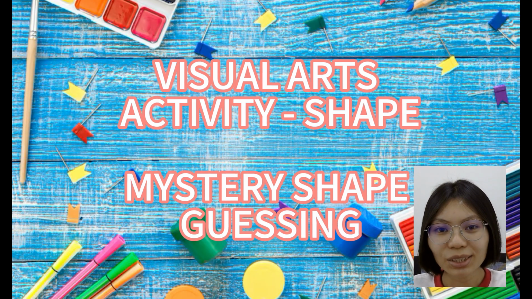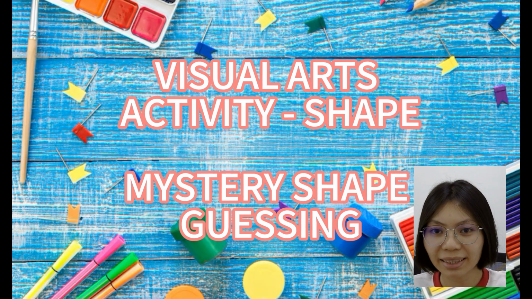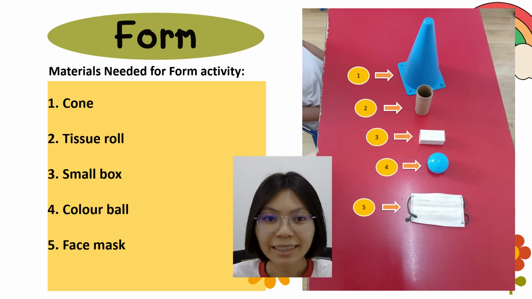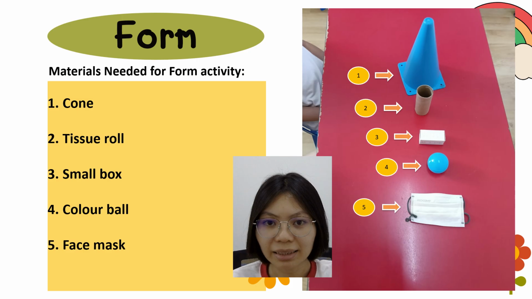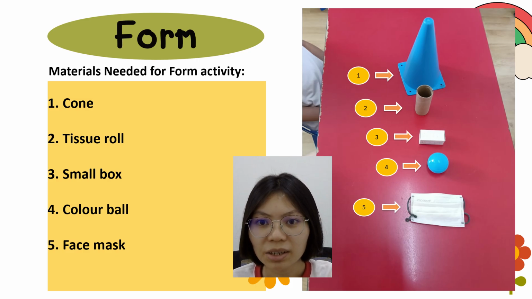Hello children! Today we are going to do a fun activity called Mystery Shape Guessing. In this activity, we will use our hands to explore different 3D shapes. Some shapes are cones, tissue roll, small box, and color ball. But here's the twist. You will be blindfolded and try to guess the shape using only your sense of touch.